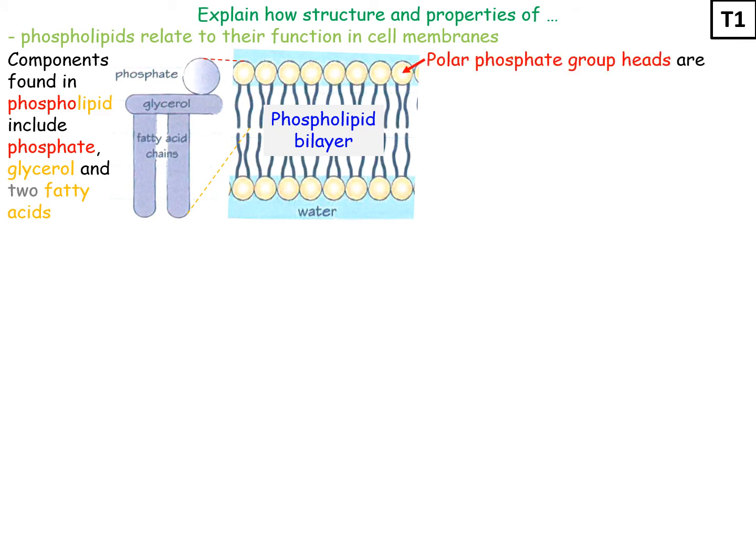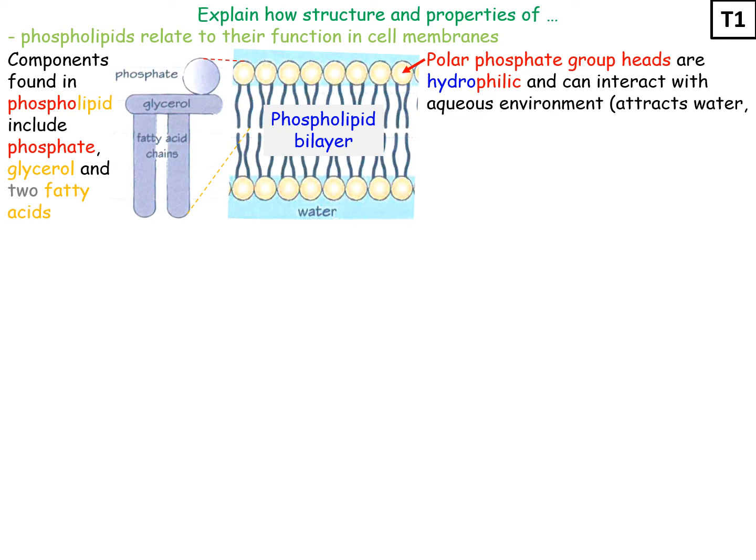When you look at the phospholipid bilayer, you can see that the phosphate group heads are polar, and that's because they are hydrophilic. They can interact with an aqueous environment. They are attracted to water as they form hydrogen bonds. So these polar phosphate group heads are on the outside of the phospholipid bilayer.